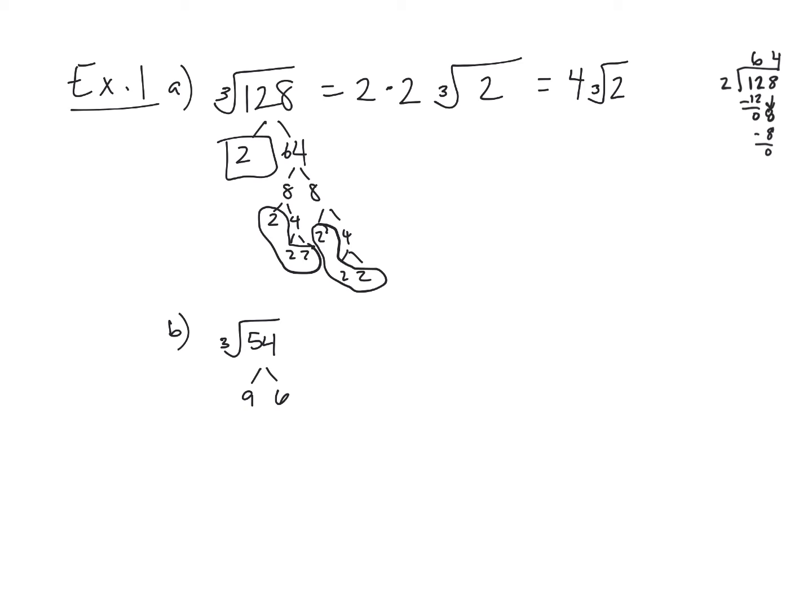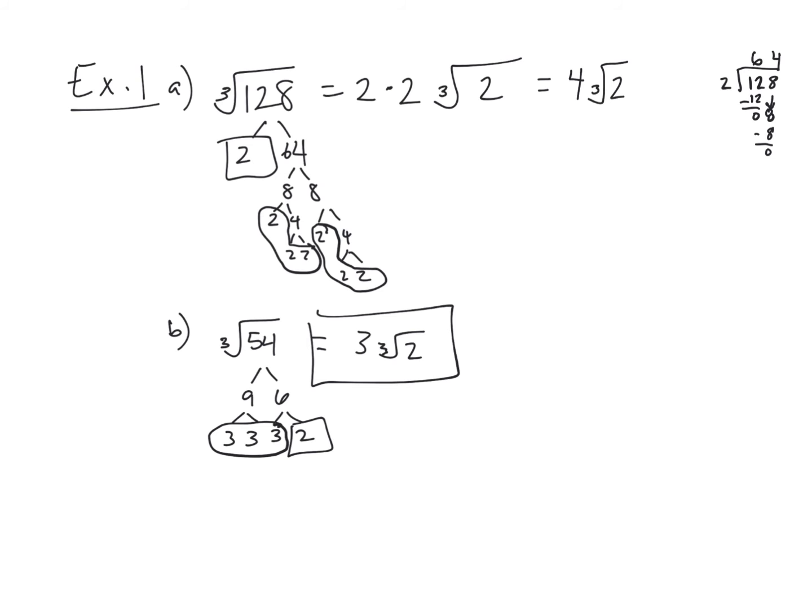All right, so 54 is 9 times 6, 9 is 3 times 3, 6 is 3 times 2. So I got those 3 3s, so I can pull 1 3 on the outside, hopefully you did that. And I have 1 2 left. And that'll stay on the inside of the cube root, so 3 cube root of 2 would be our answer on this one.